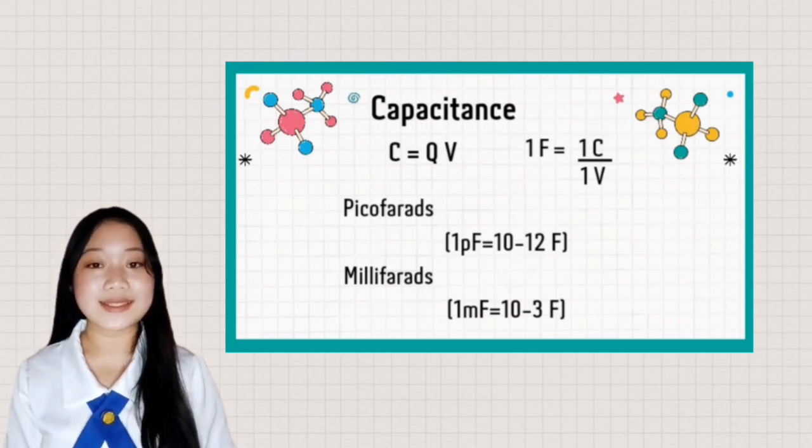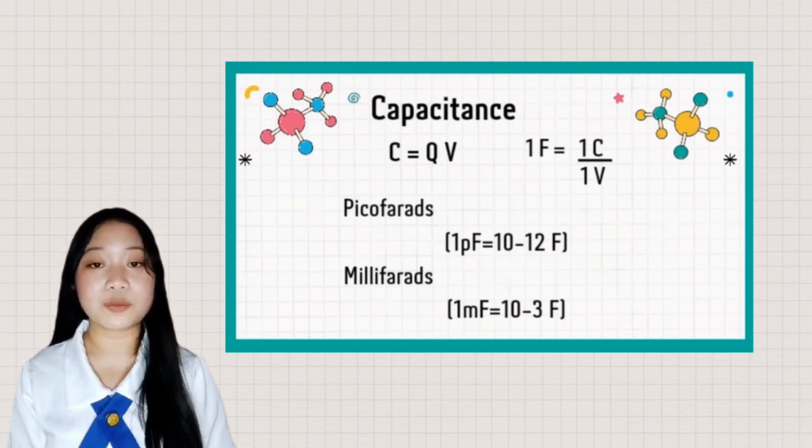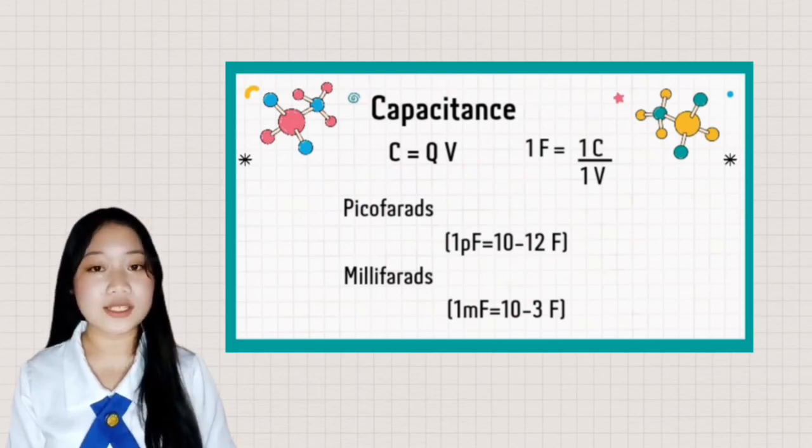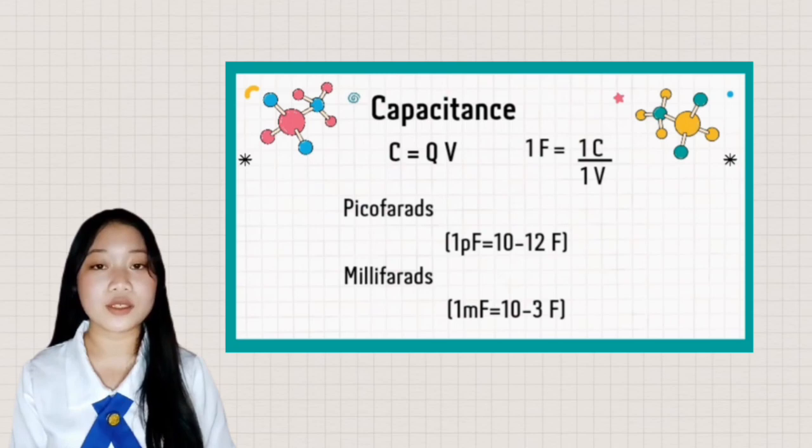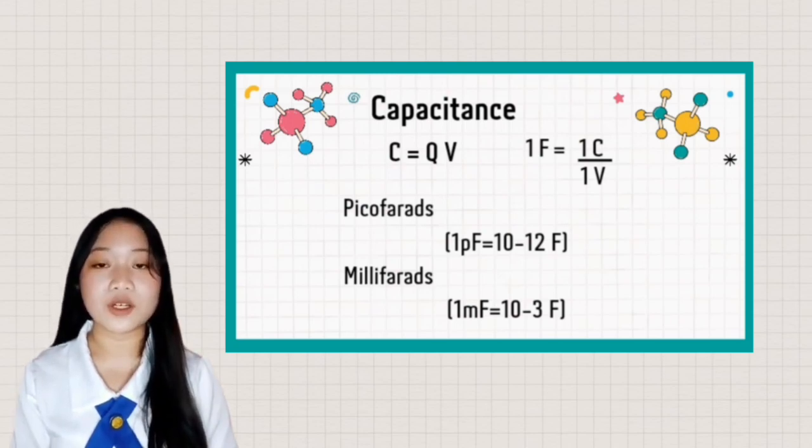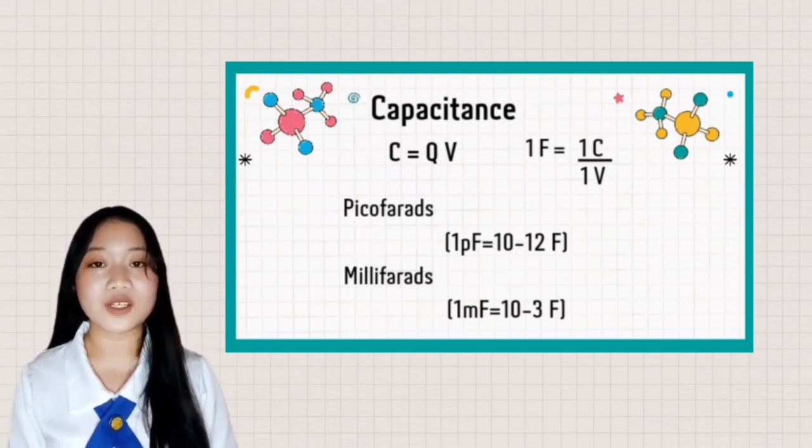Since capacitance is a charge per unit voltage, a farad is a coulomb per volt, or 1 F equals 1 C over 1 V, read as 1 farad equals 1 coulomb over 1 volt. A 1 farad capacitor would be able to store 1 coulomb, a very large amount of charge, with the application of only 1 volt. 1 farad is thus a very large capacitor.